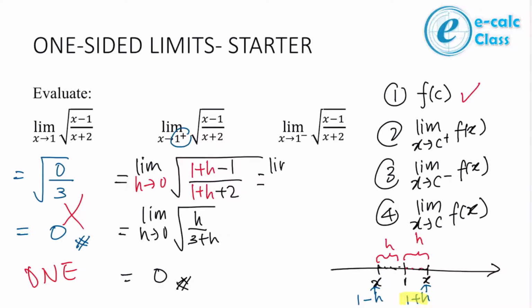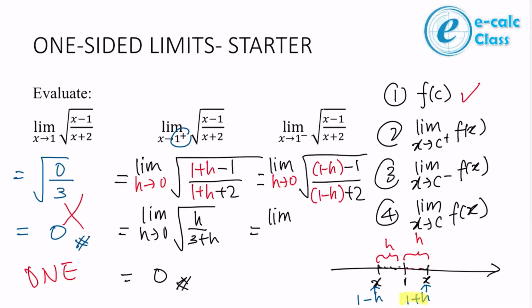Okay? Then you do the exact same thing. Limit, h approach 0, of, this time it is 1 minus h. Okay? Then minus 1 minus h, then plus 2. Then what will you get? You have a limit when h approaches 0 of the square root of negative h over 3 minus h.